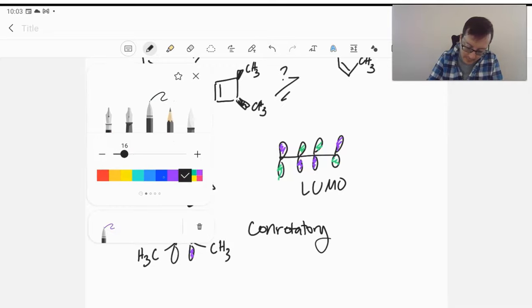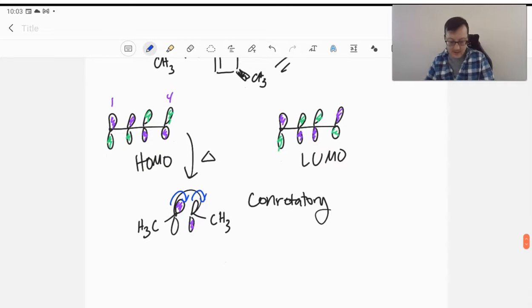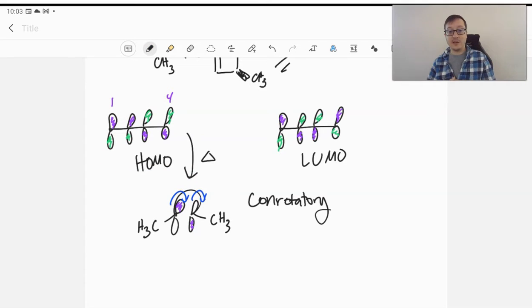And so if they're both going to be conrotatory, that means we're going to end up with our methyl groups still on the opposite sides. Since we're rotating the same direction, they were already opposite, they're going to stay opposite to each other. And again, try and visualize it. Use your hands. See, we've got them pointing up. They're both going counterclockwise. Poof. There we go. Opposite sides.